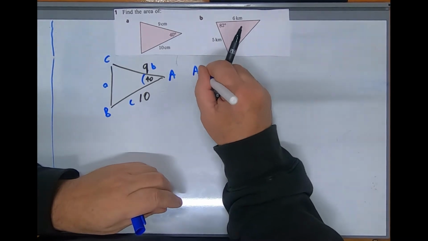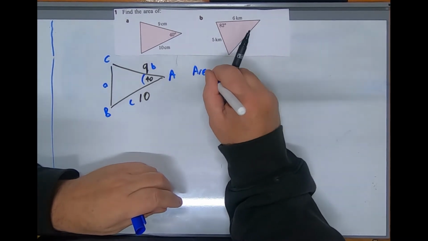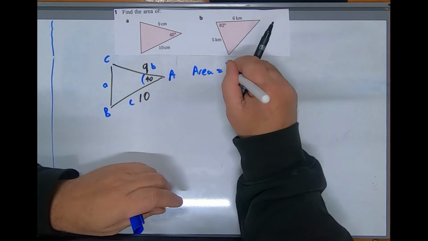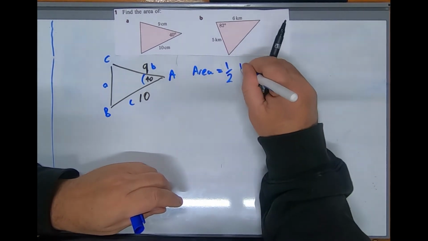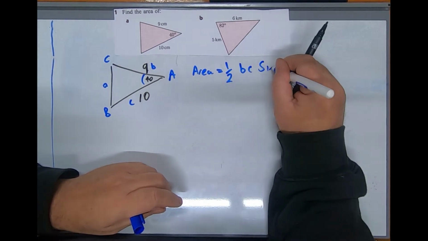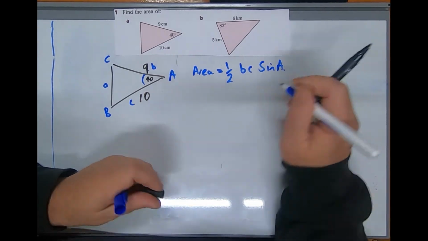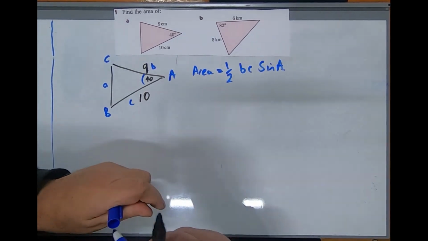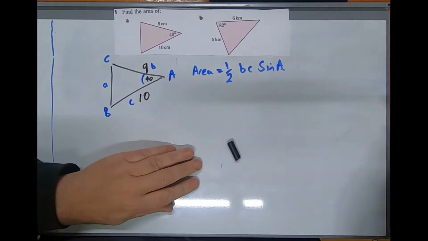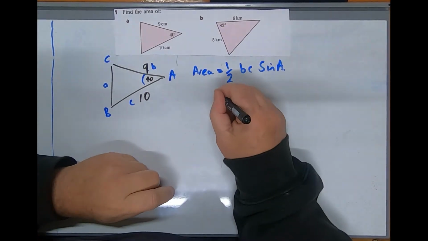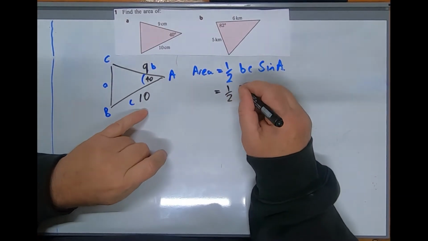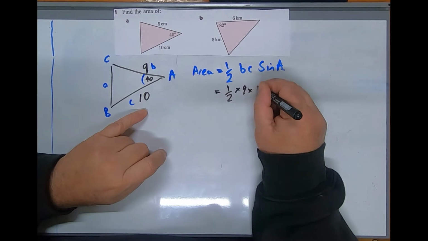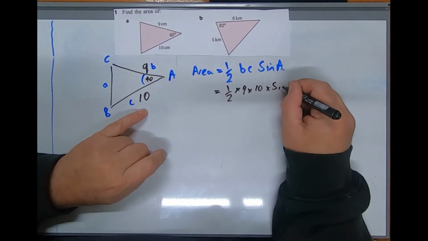Capital C, little c. Let's write the rule. So this question is area. Confusing if you just write a big A here. Let's not get confused. 1/2 BC sin A. Substituting. So the area is equal to 1/2 times by 9 times by 10 times by sin 40.